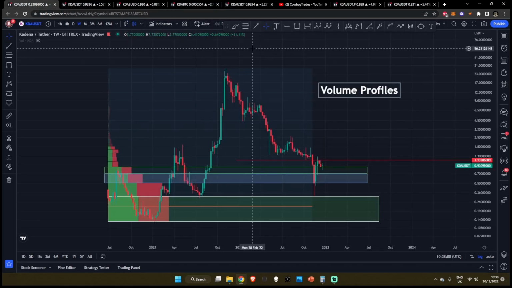A lot of the analysis I'm looking at for KDA right now is somewhat 50-50, and this is why I'm going to be amending my trade very slightly, making it more profitable in the worst case scenario. So let's dive into this. I want to start off on the higher time frames.